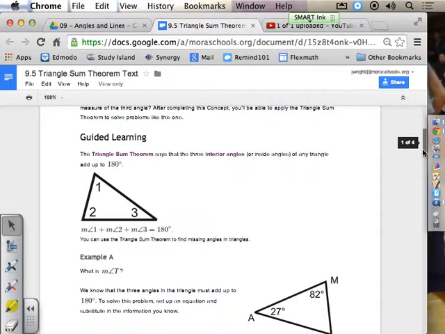But it does take knowing two of them, or at least knowing one of them and knowing the other two are equal. Unless it's an equilateral, then we'll have a little formula for that too. All right.